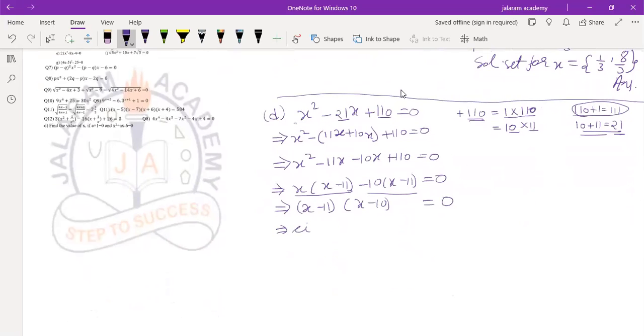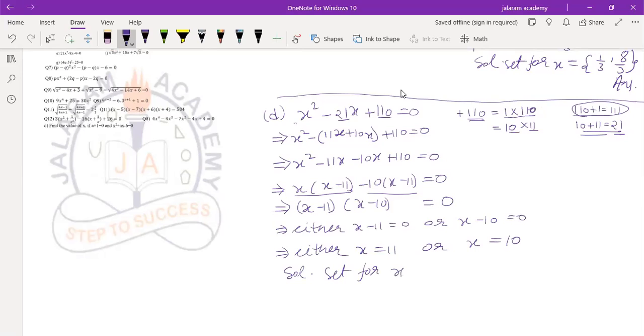So it implies either the first factor is 0 or the second factor is 0. It implies either x equals 11 or x equals 10. So the final line is the solution set for x. It is compulsory to write this final line, 10 comma 11, which is the answer. Is that clear to everyone?